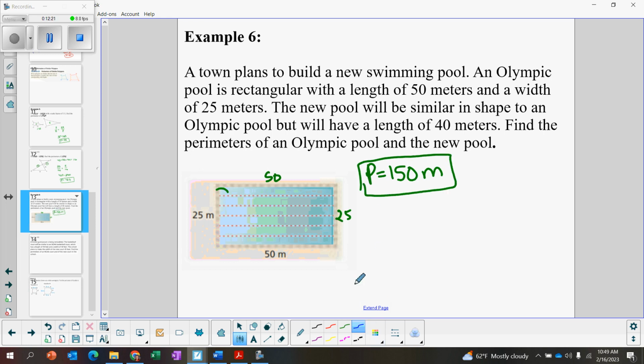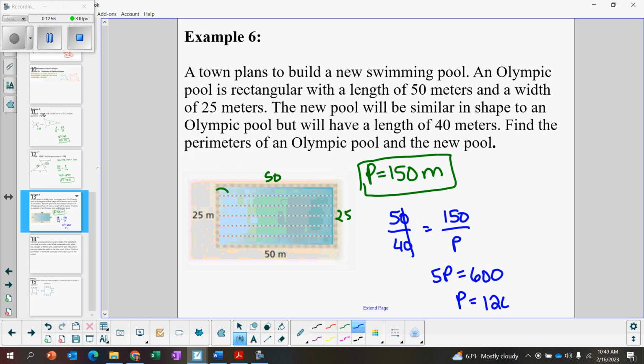If I know the Olympic pool has a length of 50, and the new one's going to have a length of 40, I can compare 50 to 40 is the perimeter of the one we know to the perimeter of the one we're looking for. If you want to reduce the scale factor before you solve, the zeros cancel, so it's really 5 over 4. So now it's easier to multiply, right? 5p equals 4 times 150, that's 600. So the perimeter of our new pool will be 120 meters.